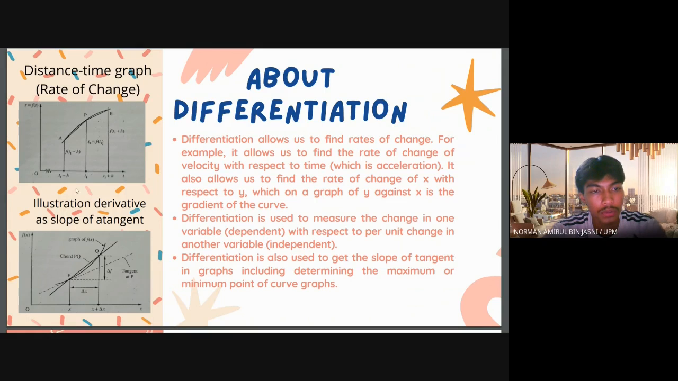The below is an illustration of the derivative as the slope of a tangent. So this is the graph of f(x) with respect to x. This is the tangent at P. This is the chord PQ. This is the graph f(x).